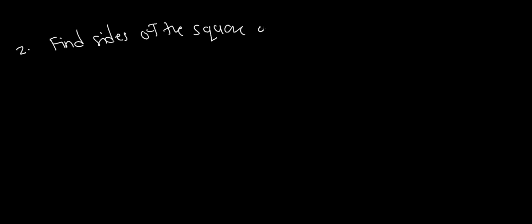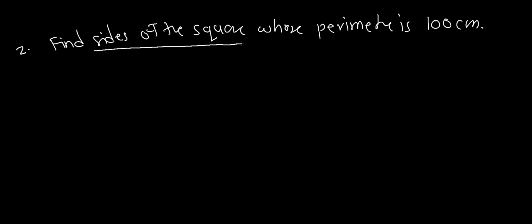Next is: find the sides of the square whose perimeter is 100 centimeter. So actually we need to find the length of the sides of the square, and given is the perimeter, 100 centimeter.